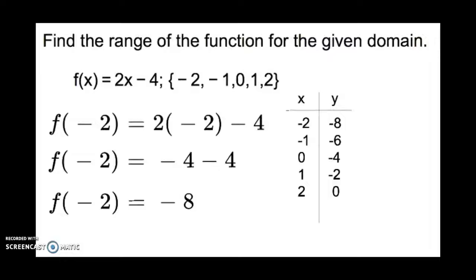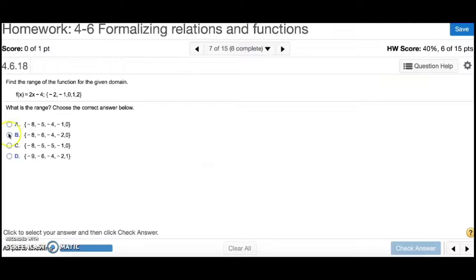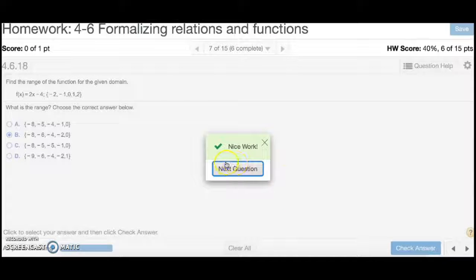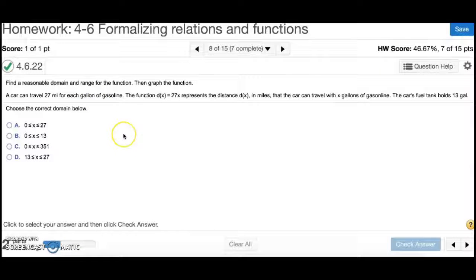So let's go back and choose which choice it would be. Just remember though, you could do this on the calculator just by finding your table of values, but I'll show you that in a future video. So out of our choices, our answer will be B. That's number 7.